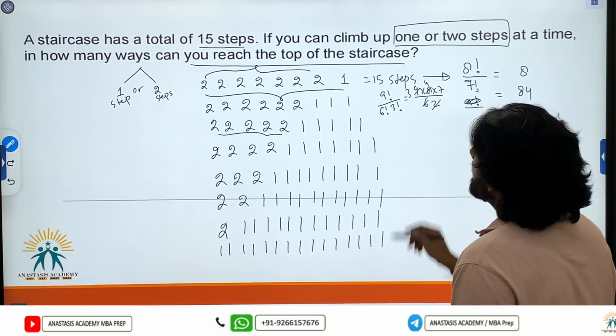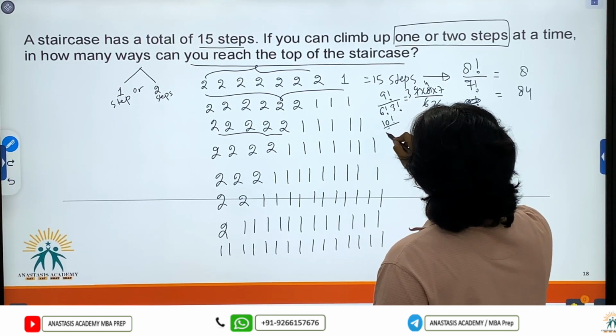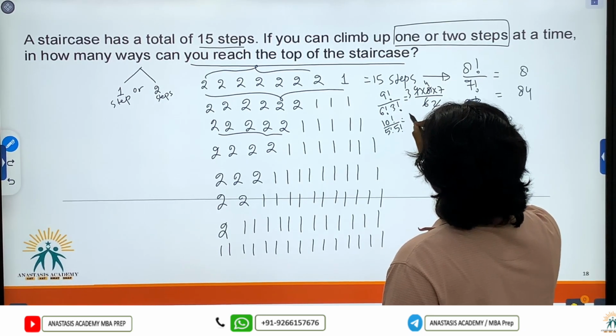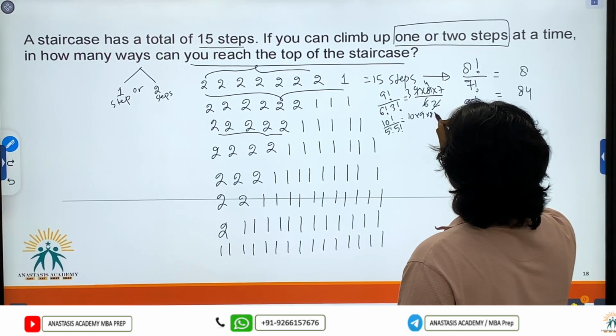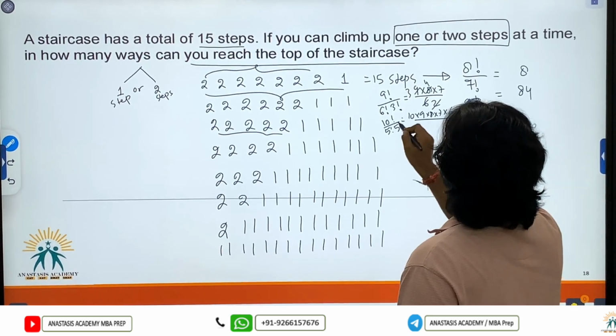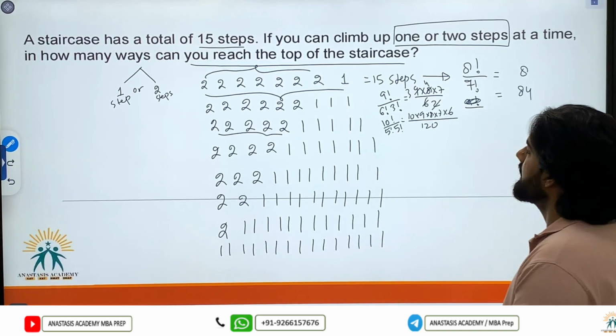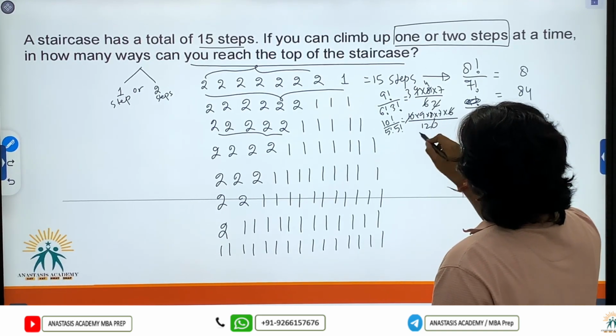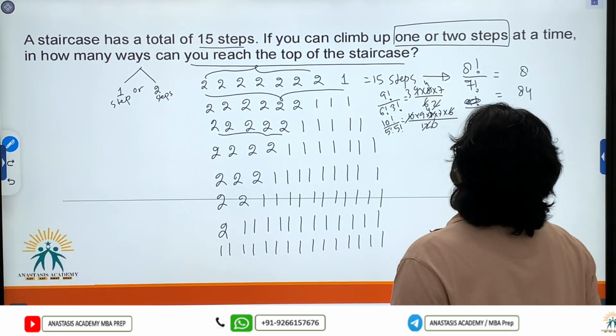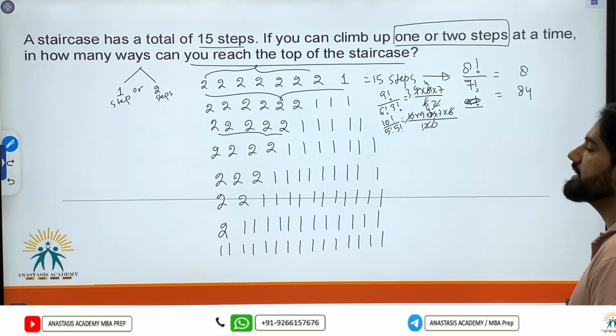Then 5 and 5: 10 factorial divided by 5 factorial and 5 factorial becomes 10, 9, 8, 7, 6 upon 5 factorial, which is 120. So that is 12, 6, 2 times 4 times 4, 9 into 7, 63 and 4.